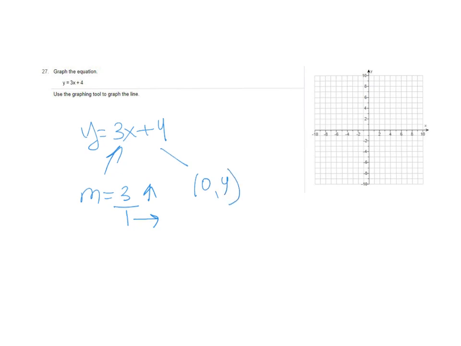All right, and then our last one asks us to graph the equation y equals 3x plus 4. So our slope is here at 3. So I'm going to go up 3 and right 1. And my y-intercept is here at the point 0, 4. So I'm going to go to 0, 4. And then I'm going to move up 3, 1, 2, 3, and over 1. And that's going to be our line that goes through the intercept at 0, 4 and has a slope of positive 3.